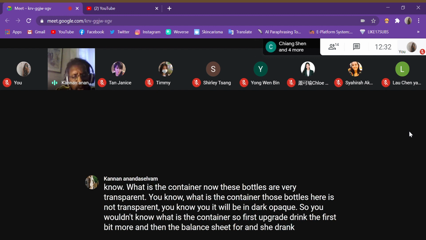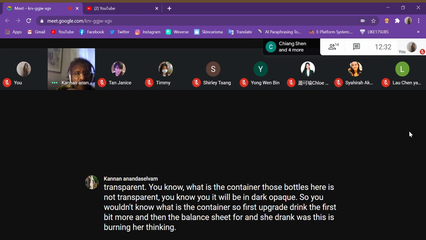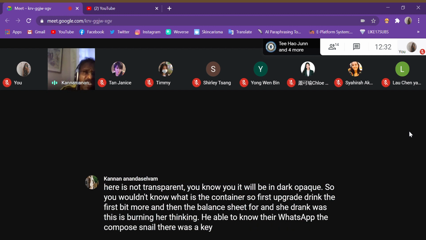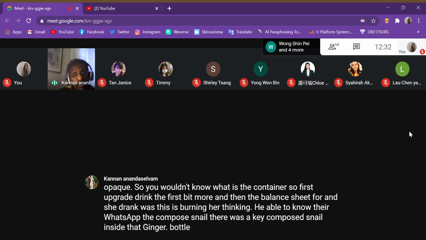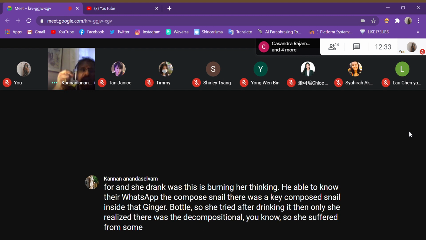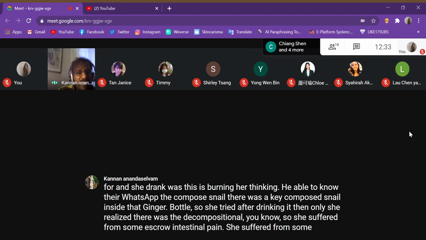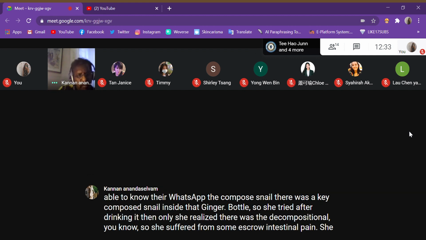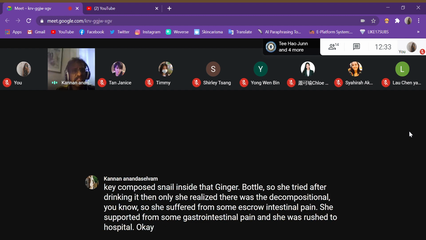While Mrs. Donahue was drinking, she came to know there was a decomposed snail inside that ginger bottle. So she drank. After drinking it, then only she realized there was a decomposed snail. So she suffered from some gastrointestinal pain and she was rushed to the hospital. Okay, now the question is this.